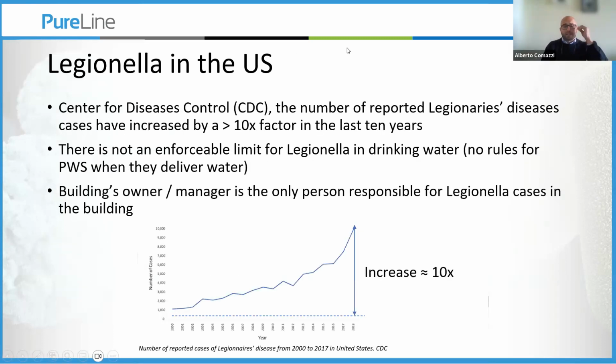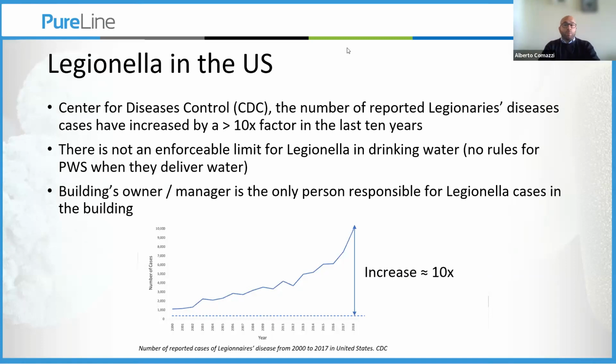So Legionella in the US, if we look just at numbers, we can see that the CDC published this graph that says that in the last 20 years, the number of Legionella cases increased by a factor of approximately 10 times.